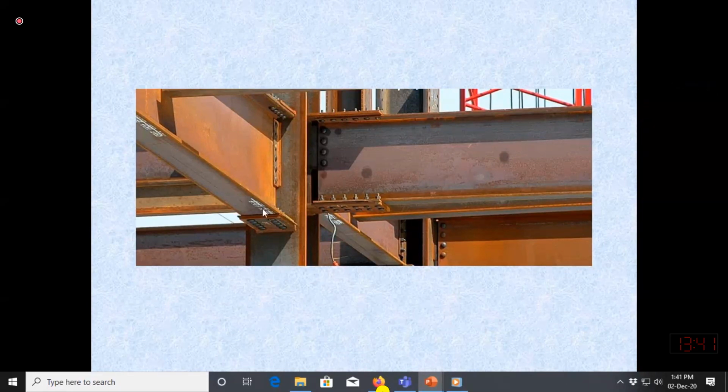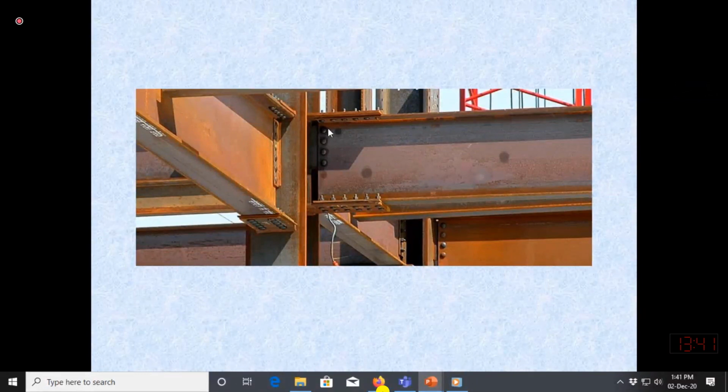Similarly, here you can see that a bolted type of connection is used. One plate is welded from one side, so the plate is welded with the column, and the same plate is connected with the help of bolts with the flanges of this beam. So it means that the moment or the stress which is produced due to the moment at the extreme fiber is transferred with the help of this plate.